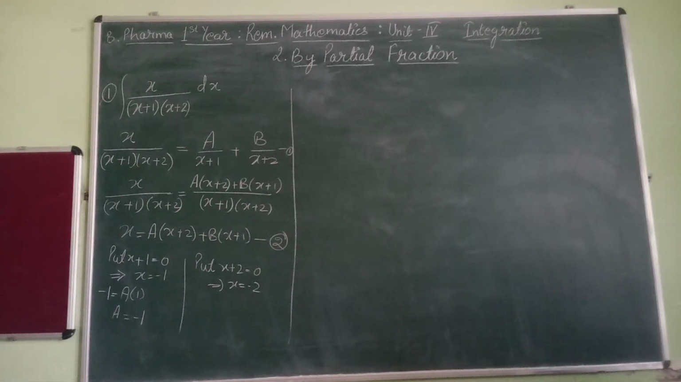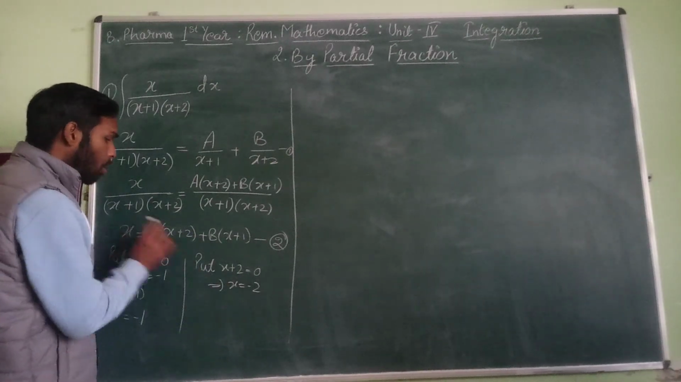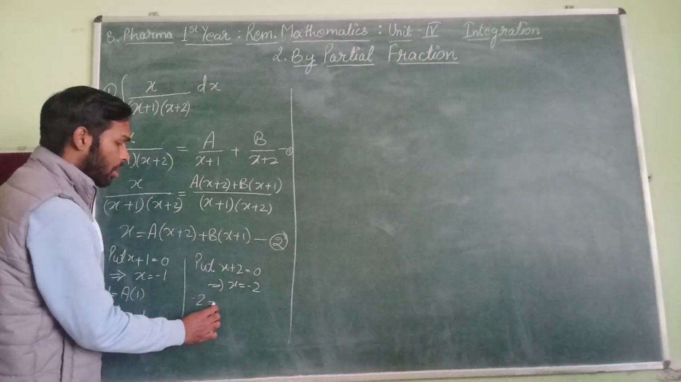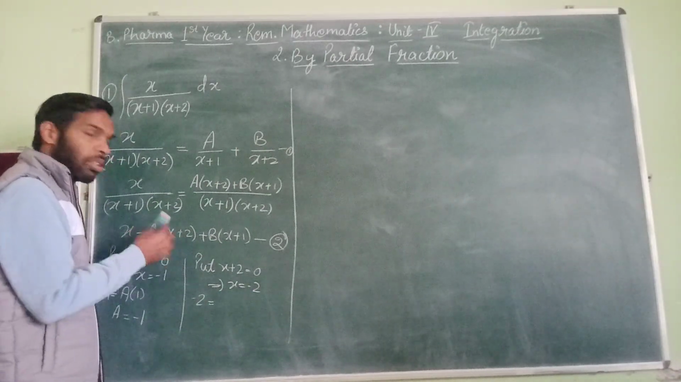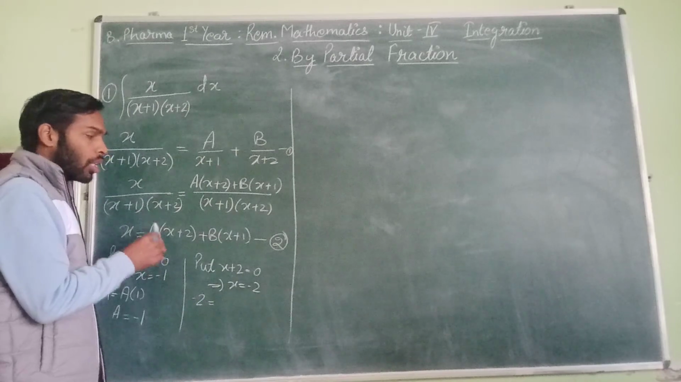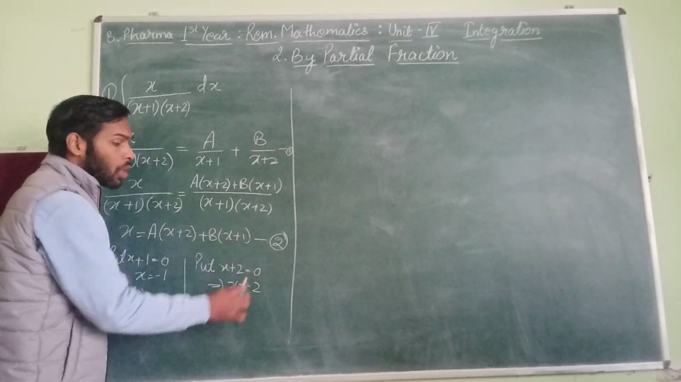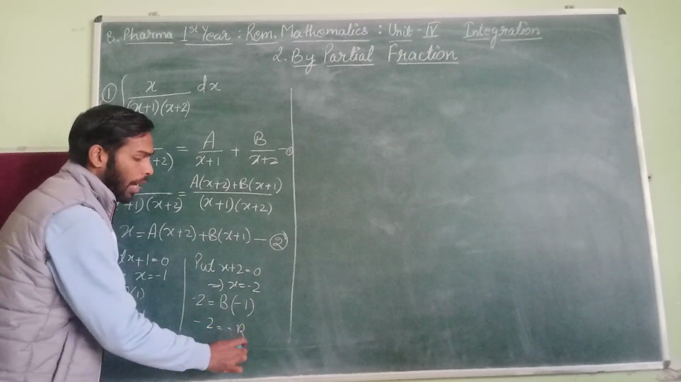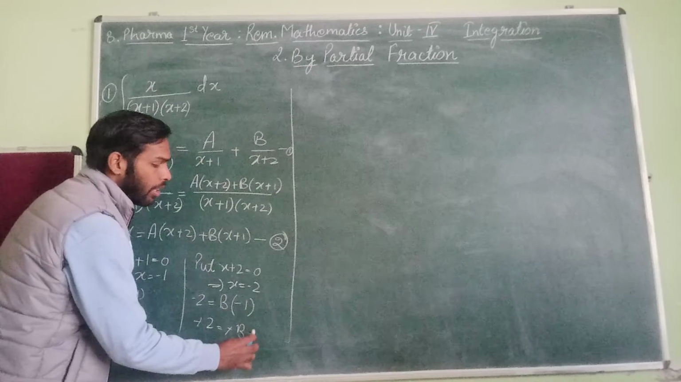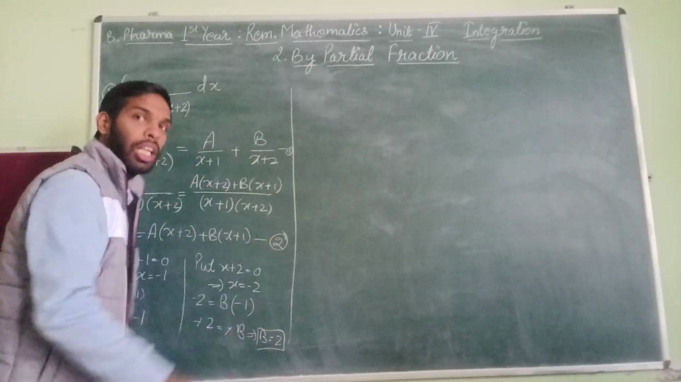Now after that, when you put x equals to minus 2, look carefully: minus 2 plus 2 is 0, 0 into a is 0. Only you have to put in this factor of b. Minus 2 plus 1 is minus 1. That is minus 2 is equal to minus b. Minus minus got eliminated. The value of b will be equal to positive 2.